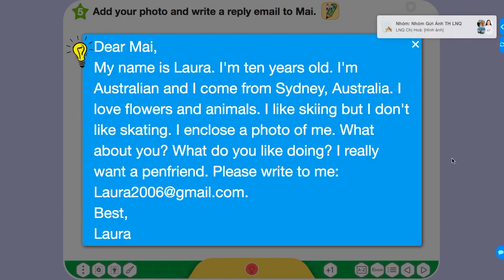Dear Mai, my name is Laura. I'm 10 years old. I'm Australian and I come from Sydney, Australia. I love flowers and animals. I like skiing, but I don't like skating. I enclose a photo of me. What about you? What do you like doing? I really want a pen friend. Please write to me, Laura.